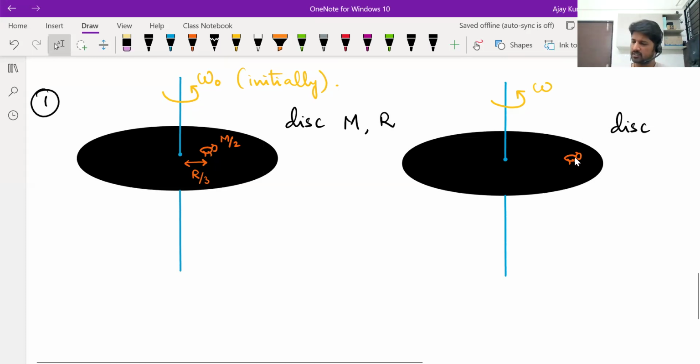Okay. So let's say in some time, the insect reaches the edge of the disk. Edge of the disk means it will be at a distance r from the axis of rotation. At that instant, you have to calculate its angular velocity. Initial angular velocity is omega naught. In terms of omega naught, how much is the final angular velocity?